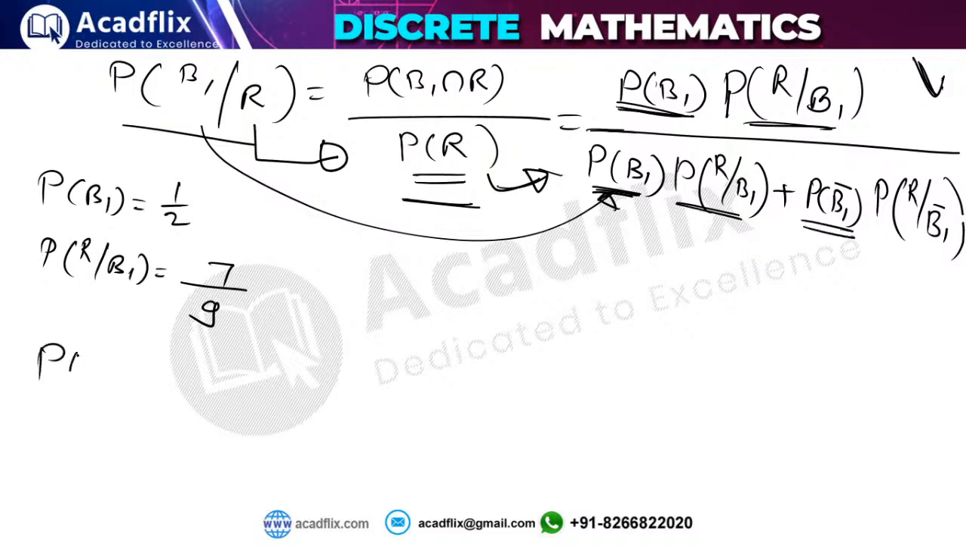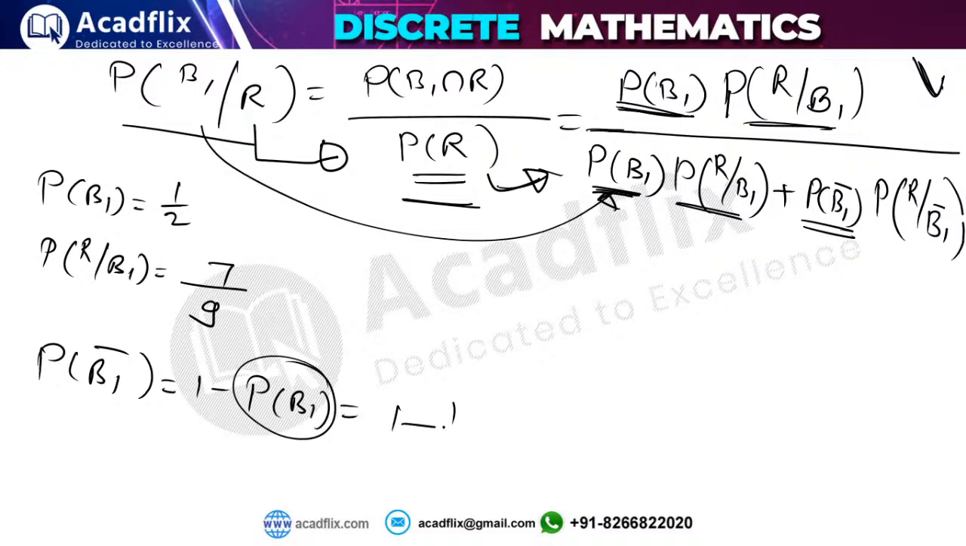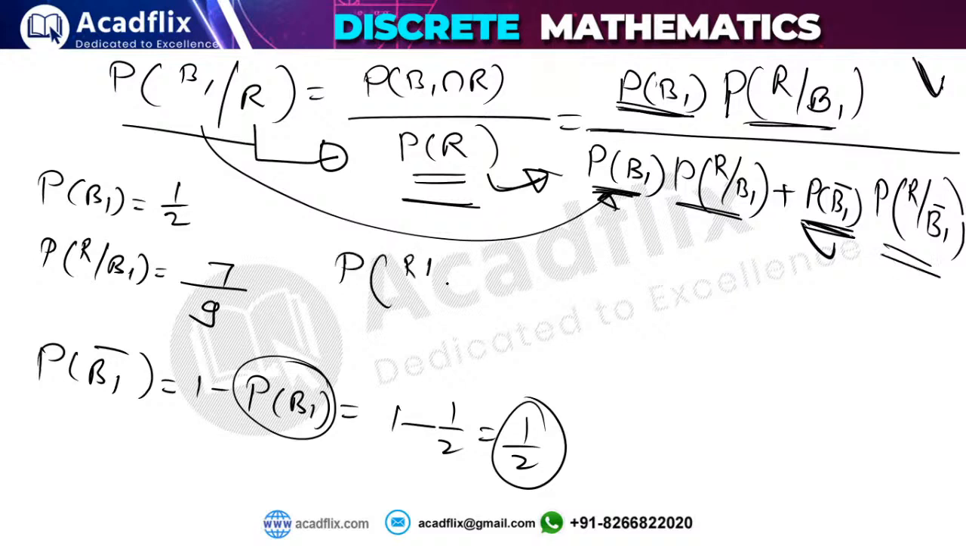What is this? P B1 bar. It will be 1 minus P B1. 1 minus, what is P B1? That is 1 by 2. So this is your P B1 bar, and we have calculated it. So this is 1 by 2. Now what is this? This is P R given B1 bar.